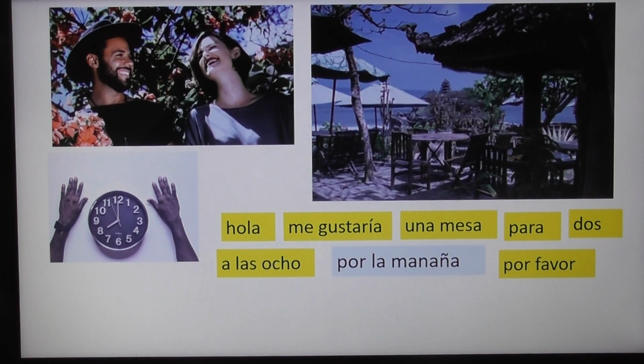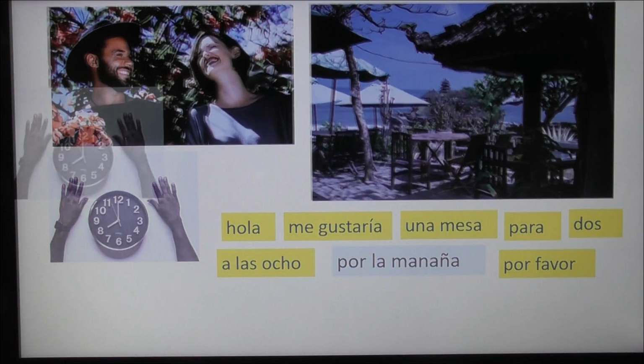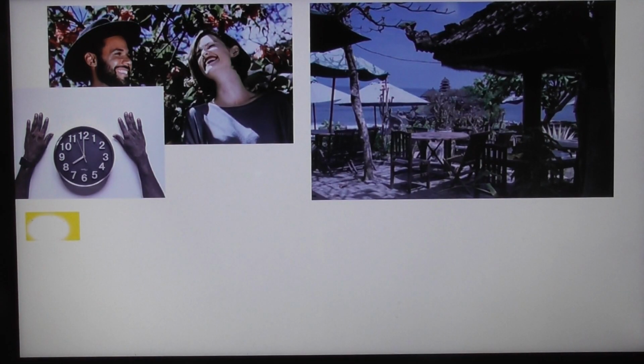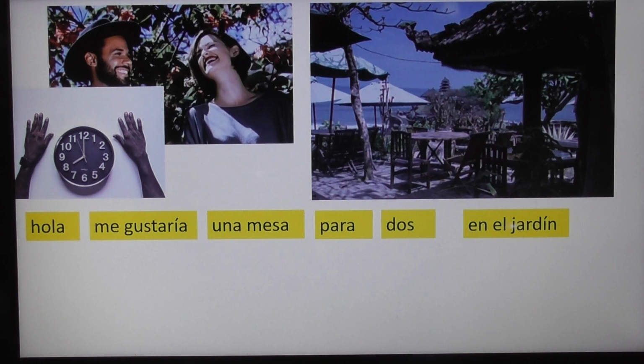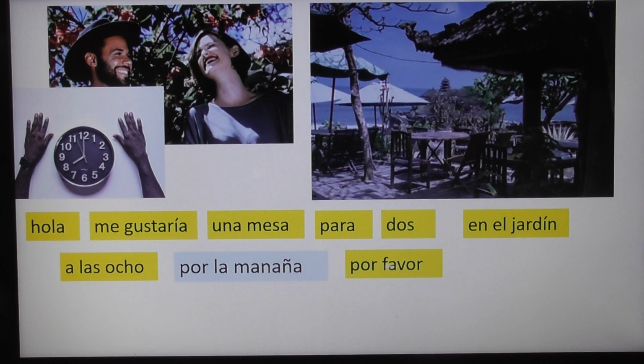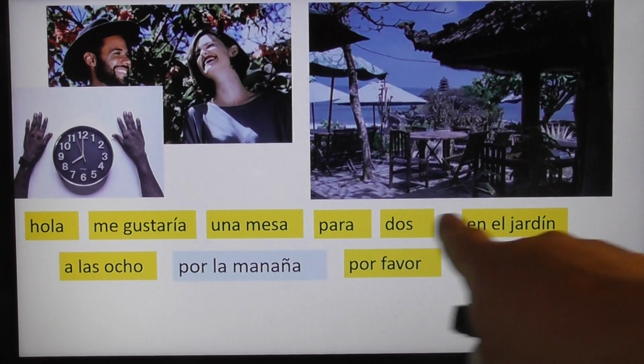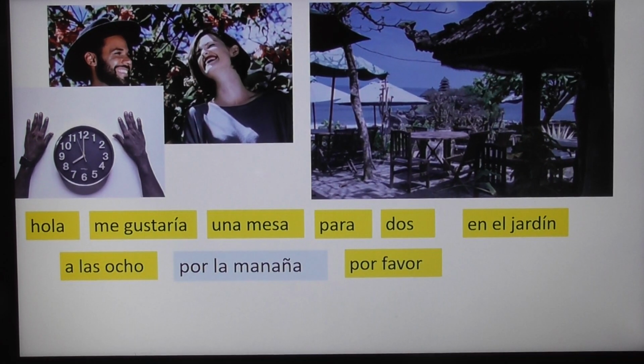And we're going to extend that sentence one more time. Could you please add for me in the appropriate place, in the garden? Okay, to the sentence you've already written, in the garden. So now we should have a sentence that looks a little bit like this. Hola, me gustaría una mesa para 2 en el jardín a las 8 por la mañana. Por favor. Okay, hello, I'd like a table for 2 in the garden at 8 in the morning, please.